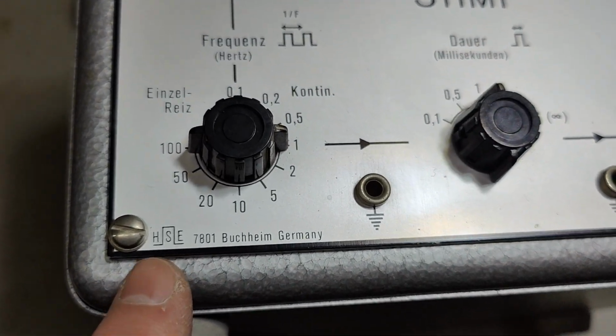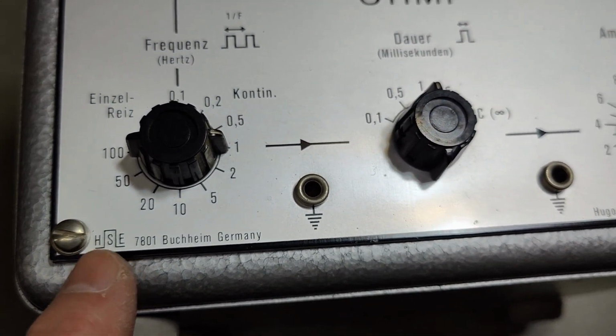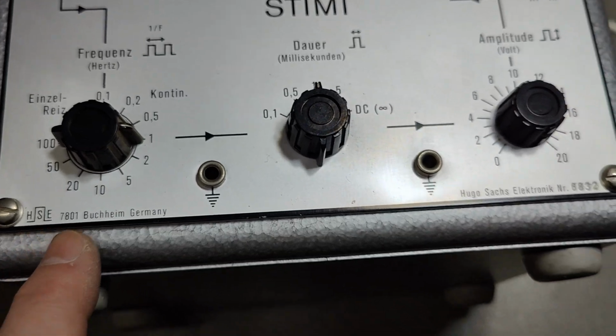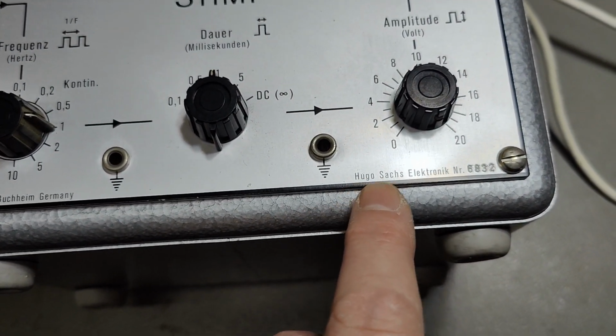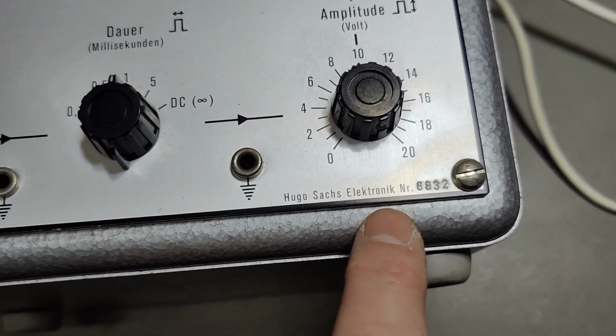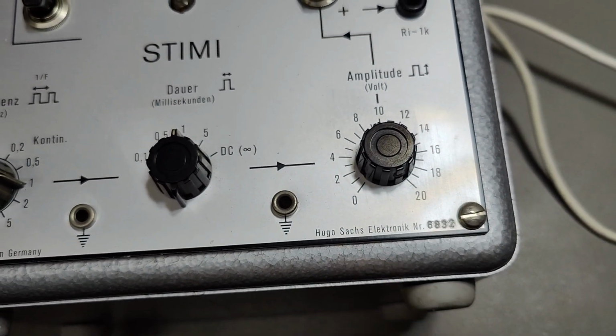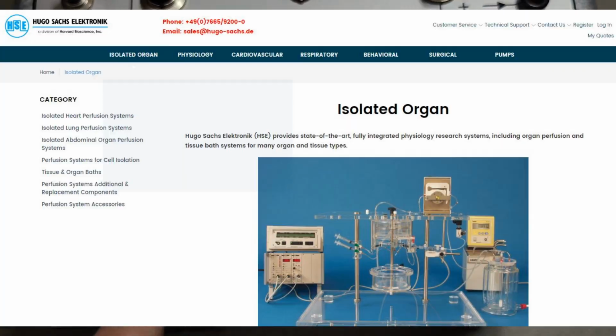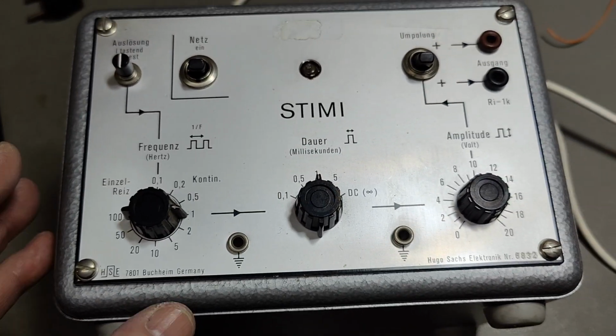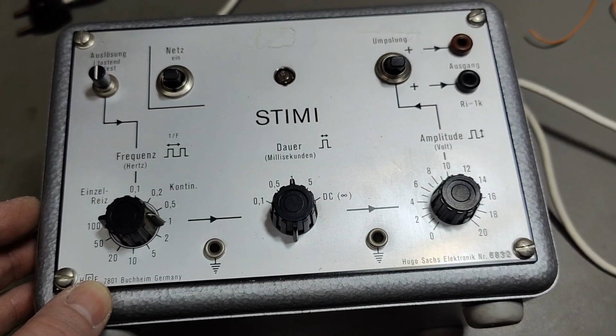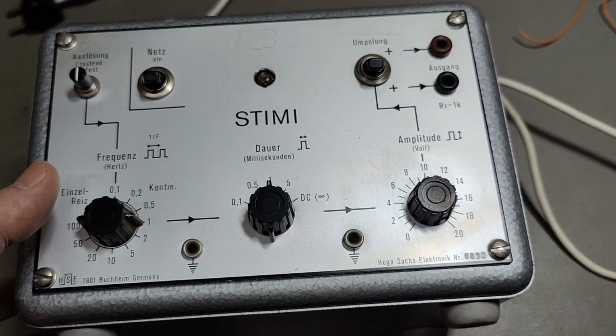The company is called HSE, and I think that stands for Hugo Sachs Elektronik. That is a German company, and they still exist. I just checked out their web page, and check it out. Their logo is still the same, just there's a ring around it, so it's a little bit more modern. But the company still exists. And yeah, they do make a lot of lab equipment and stuff like that.